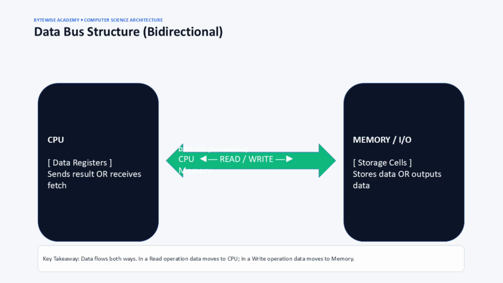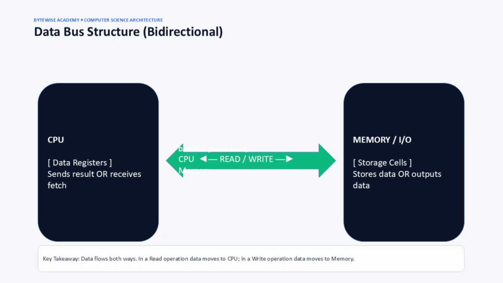The data bus structure. Now let us follow what actually happens during a data transfer. Inside the CPU, data is temporarily held in special high-speed storage areas called data registers. For this lesson, simply remember that these registers temporarily hold the information the CPU is processing. Let's imagine the CPU wants to read some data from memory. The CPU first specifies the required memory address using the address bus. Once memory identifies the correct location, it retrieves the stored information.